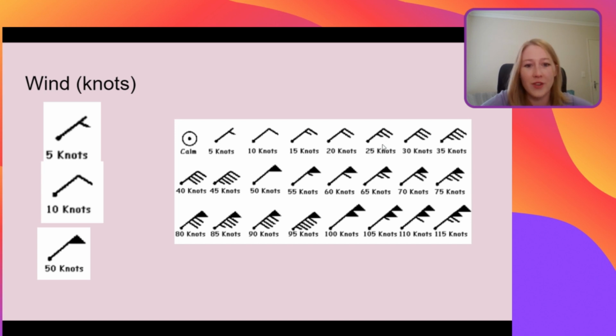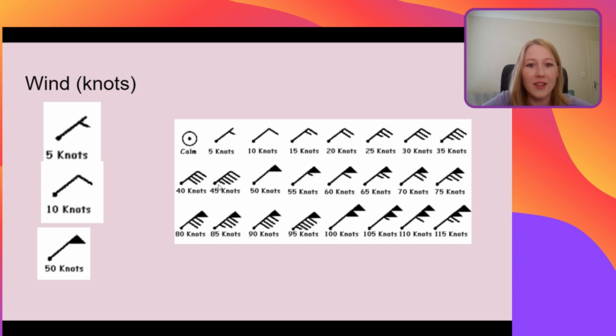Are we seeing it's very straightforward? And we can keep going up. So here we've got 1, 2, 3, 4 long lines. So that means 40 knots. 1, 2, 3, 4 long lines and a half line. So that's 45 knots. But usually around here it starts to get cluttered.